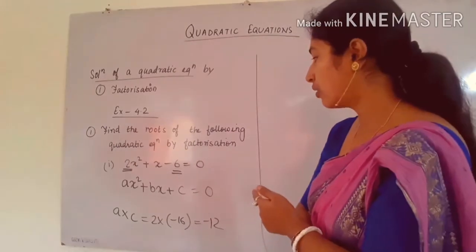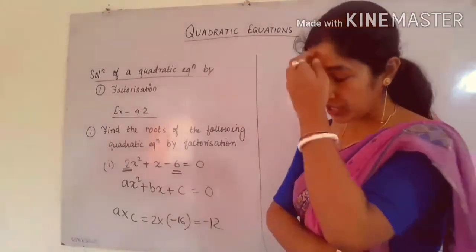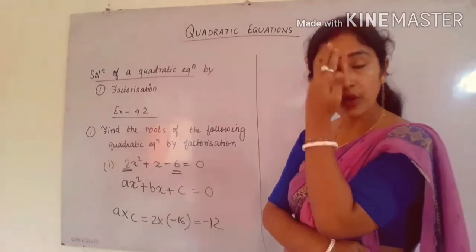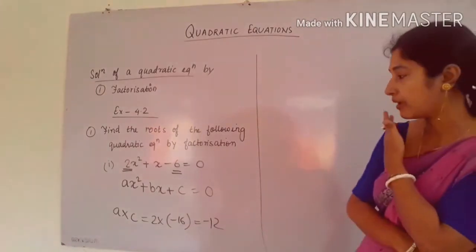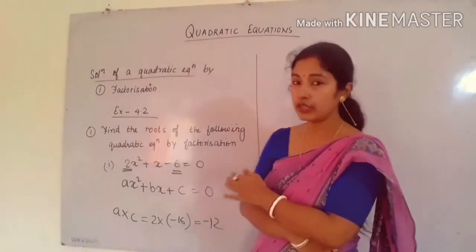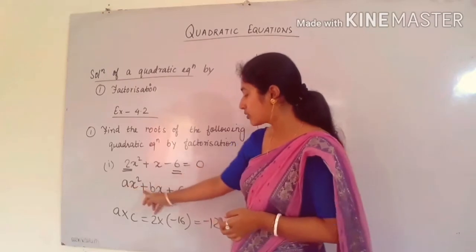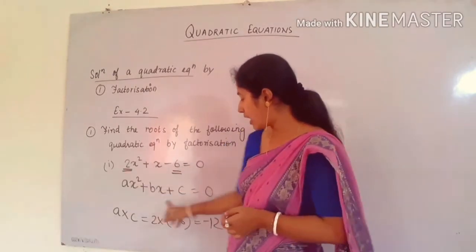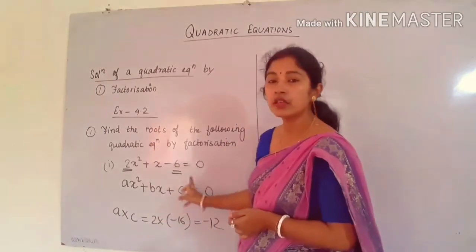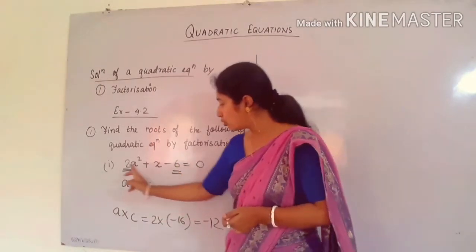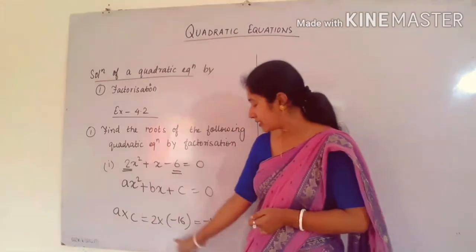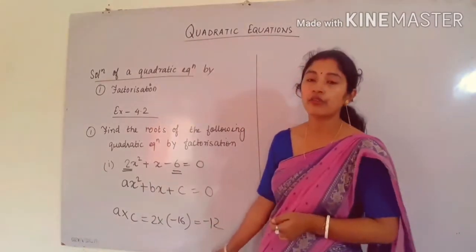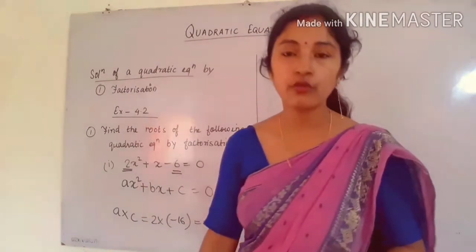So here we can do middle term splitting. How can we do middle term splitting? Already you know, first of all, compare it with the quadratic equation, that is ax square plus bx plus c equal to 0. So here the value of a is 2 and the value of c is minus 6. So you have to multiply the two numbers a and c. So 2 into minus 6 will be what? Minus 12. Next you have to find the factors of 12.